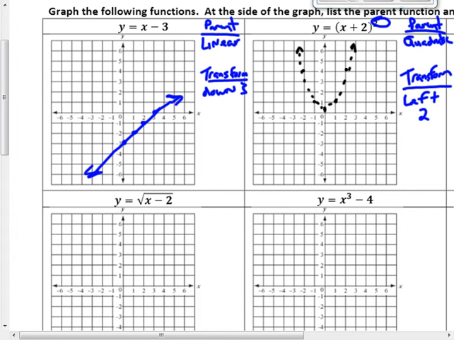So I'm going to take this point and I'm just going to move it left 2. I'm going to make the same exact graph, except that every point is moved left 2. So I have the graph that looks exactly the same, except that I moved it to the left 2.